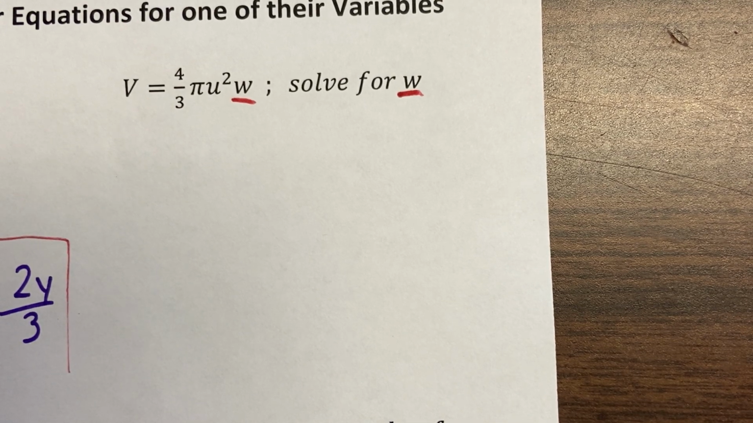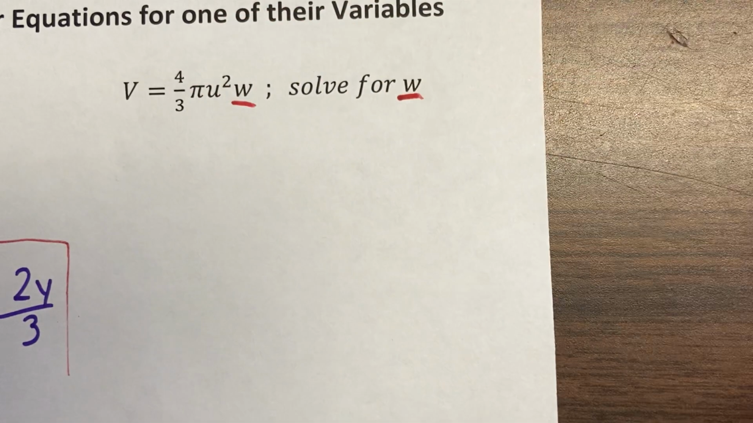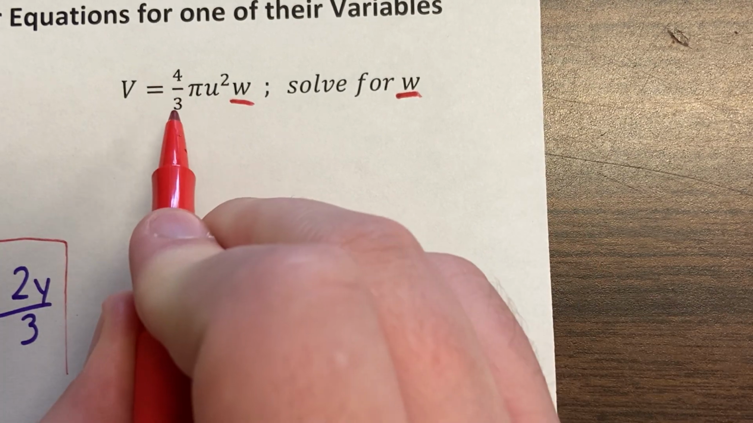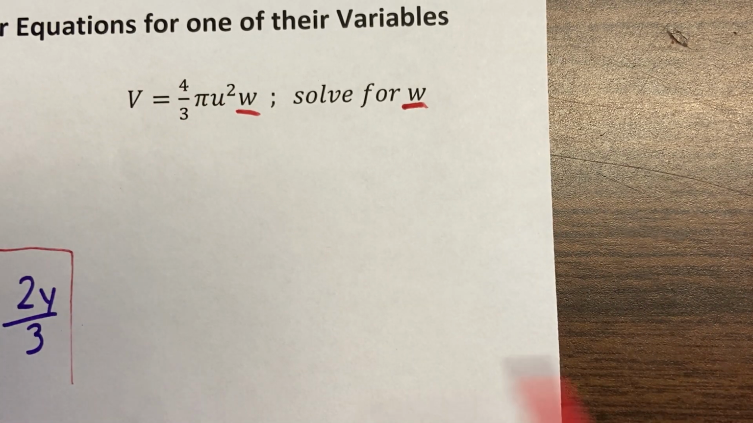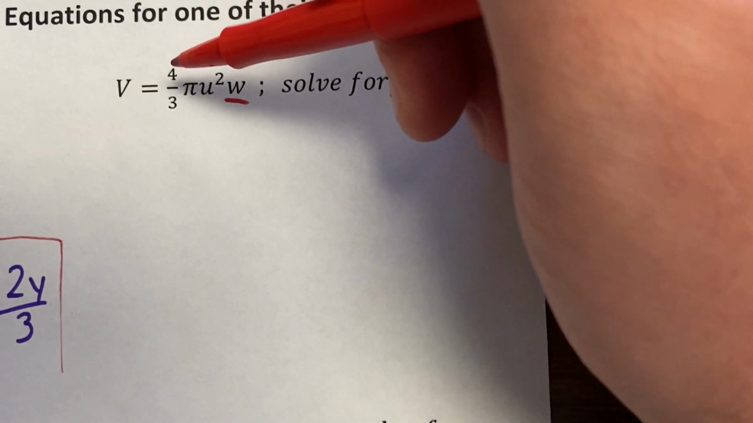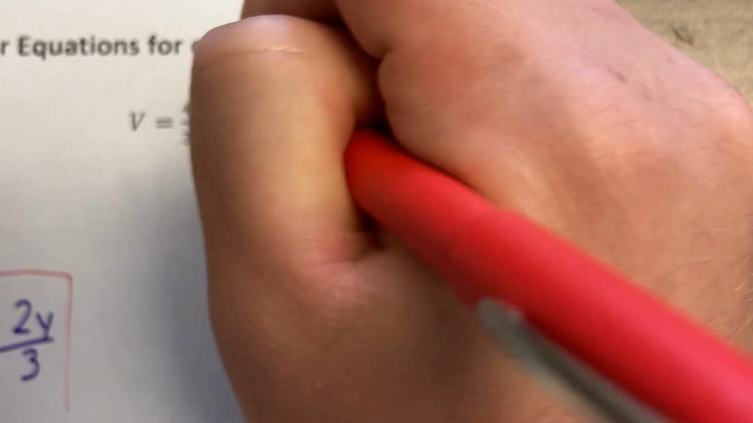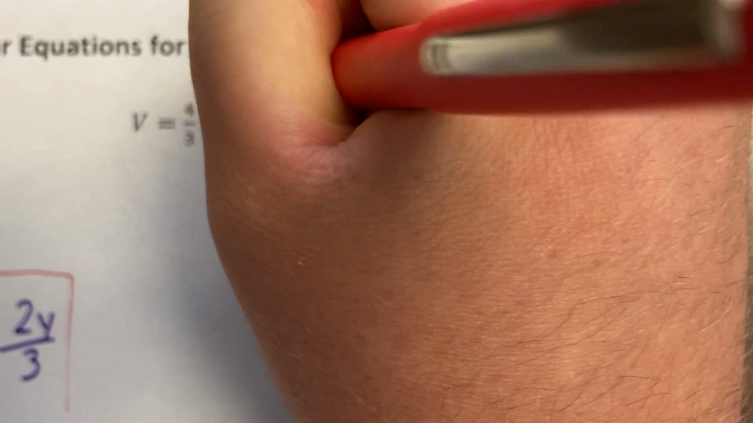A lot of different routes you could probably take with this. The route I'm probably going to start with is this 4/3. I don't want that over there, so I am going to move it. Now, this is 4/3 times pi times u squared times w, so this is all stuck by multiplication. So what I'm going to do is divide this off. And remember, the way we divide fractions is multiplying by the reciprocal. So I'm going to multiply both sides by 3/4.